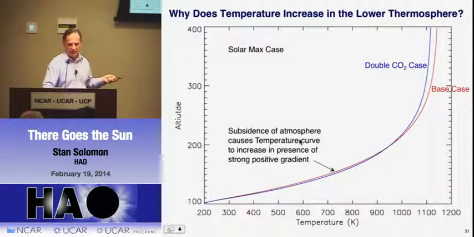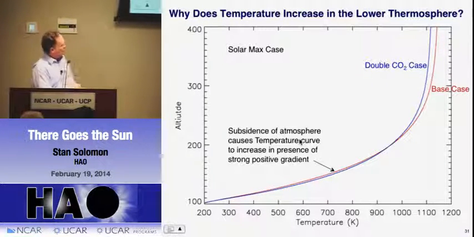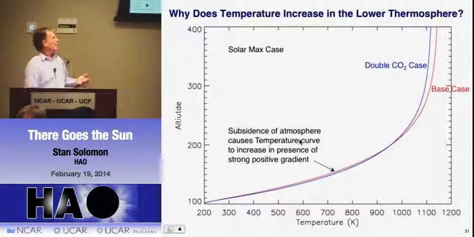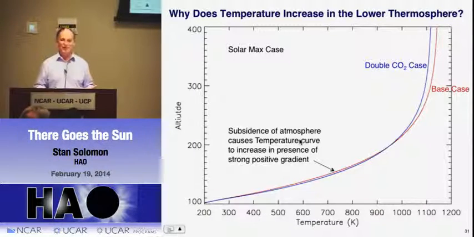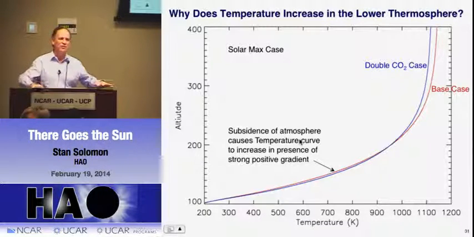All that's happening is that as the atmosphere cools, it contracts. And when you have a strong positive temperature gradient, as you do in the lower thermosphere, the contracting atmosphere sags the temperature curve below where it started. And this is for a doubled case, so you can see the difference. The base case in red, you double CO2. Yes, the thermosphere cools, the whole thermosphere subsides, and in this narrow altitude range, the temperature actually increases because the pressure surfaces are going down.